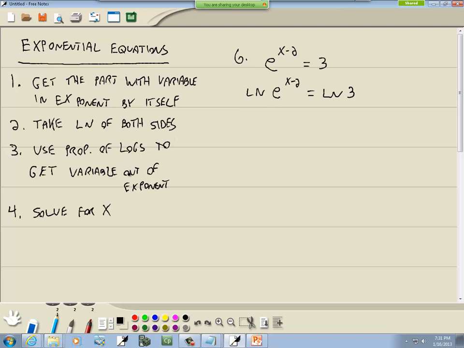Step 3, use log properties to get the variable out of the exponent. Well, remember when you have natural log and e, they cancel each other away. So we got x minus 2 equals natural log of 3. And then step 4, solve for x. We'll take negative 2 over, and we get x is equal to 2 plus natural log of 3. And that's our answer.